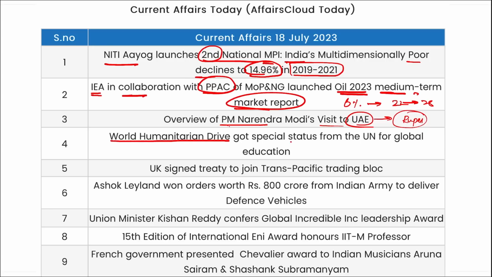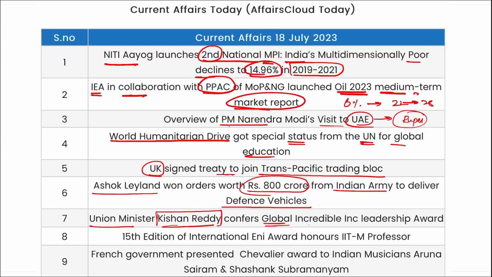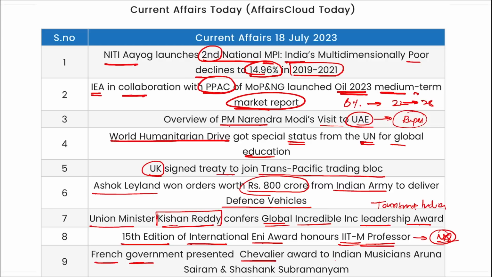Then World Humanitarian Drive got special status from the UN for global education. UK signed a treaty to join the Trans-Pacific Trading Bloc. Ashok Leyland won orders worth 800 crore rupees from the Indian Army to deliver defense vehicles. Union Minister G. Kishan Reddy was conferred with the Global Incredible INC Leadership Award in order to promote tourism and to promote India's rich culture. Then the 15th edition of the International ENI Award honors the IIT Madras professor for sustainable use of natural resources. Then the French government presented the Chevalier Award to Indian musicians Aruna Sairam and Shashank Subramanyam.